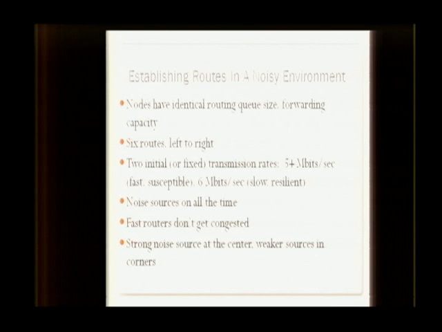I wanted the fastest and most susceptible rate, 802.11g, 54 megabits per second. I wanted the slowest and the most resilient rate at 6 megabits per second. The noise sources were on all the time. They were on from time 0 in the simulation. And the links are very fast, so I can move all of the routes through any node if I want to, and we don't have a congestion problem with congested nodes. Strong noise source at the center and weaker noise sources at the corners, as we've seen.